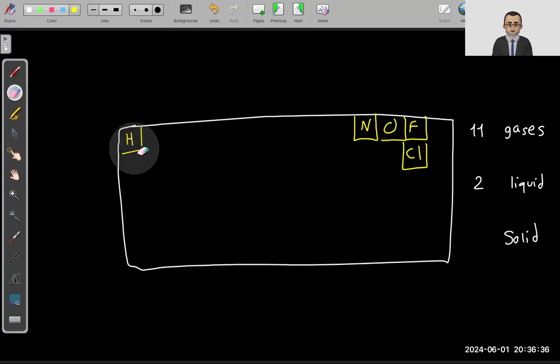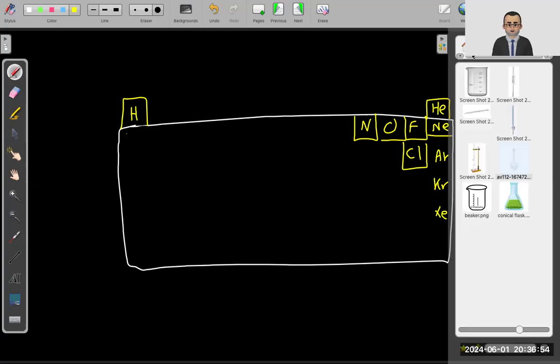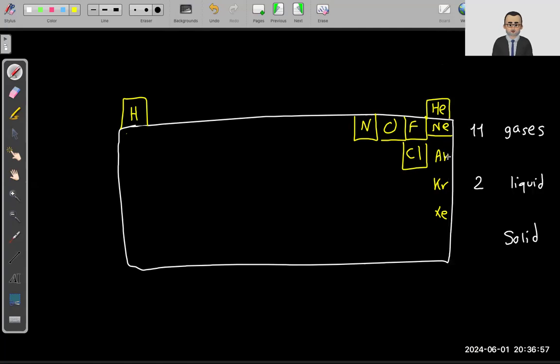So I know also that helium is a gas, neon is a gas, and all the noble gases. So argon, krypton, xenon, they are all gases. There is one more noble gas, radon. So all the noble gases, these are 1, 2, 3, 4, 5, 6, and then nitrogen, oxygen, fluorine, chlorine, and hydrogen. The ones that I drew with the yellow are the ones that are gases at room temperature.